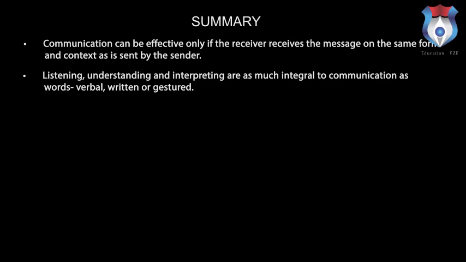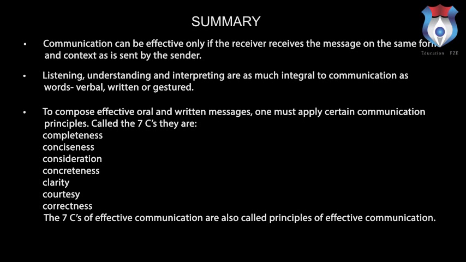Summary. Let us now summarize what we have learned in this lesson. Communication can be effective only if the receiver receives the message in the same form and context as is sent by the sender. Listening, understanding and interpreting are as much integral to communication as words, verbal, written or gesture. To compose effective oral and written messages, one must apply certain communication principles called the 7 C's. They are completeness, conciseness, consideration, concreteness, clarity, courtesy, correctness. The 7 C's of effective communication are also called principles of effective communication.